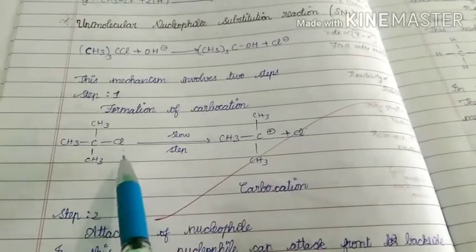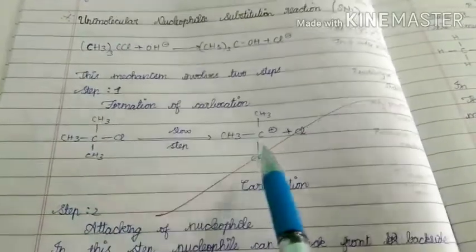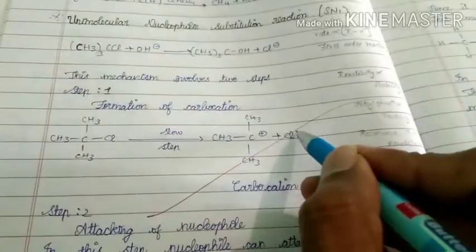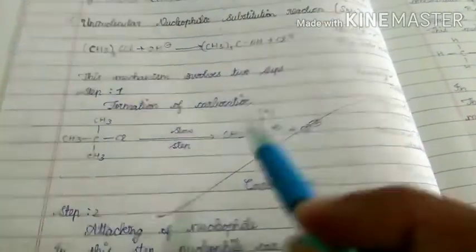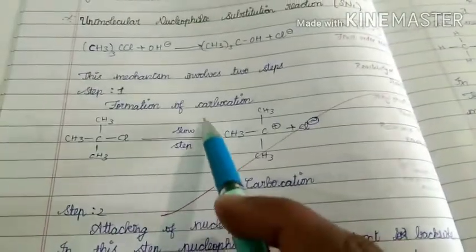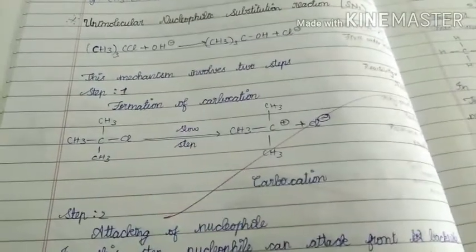What happens in the first step? This alkyl halide slowly undergoes dissociation. Dissociation means splitting. Then ions will be formed. They are cation and anion. It takes so much time. That's why it is called the slow step.